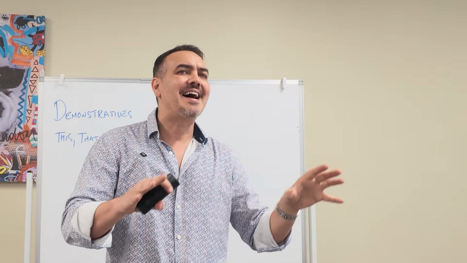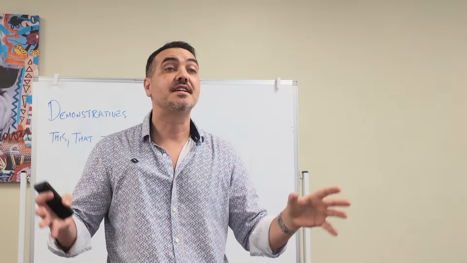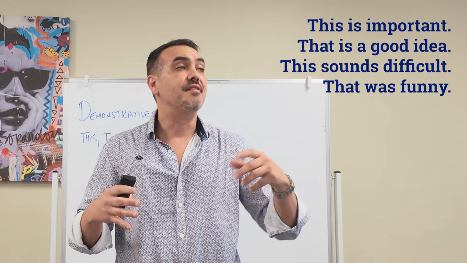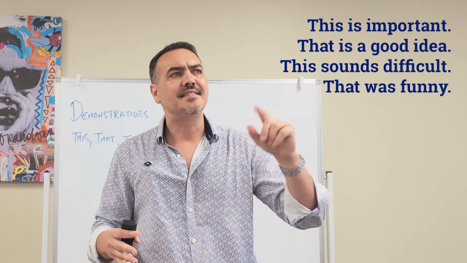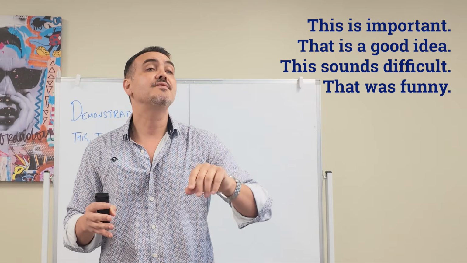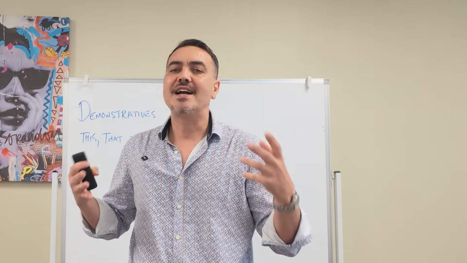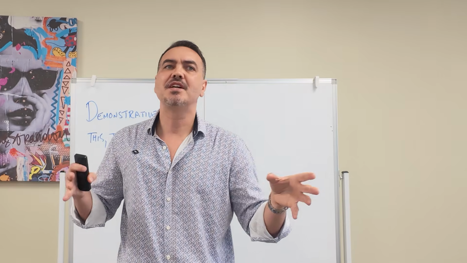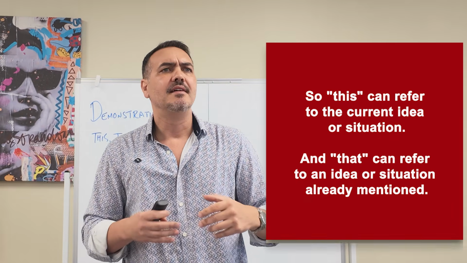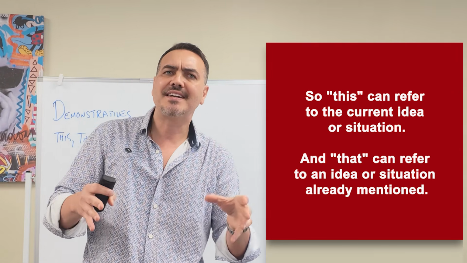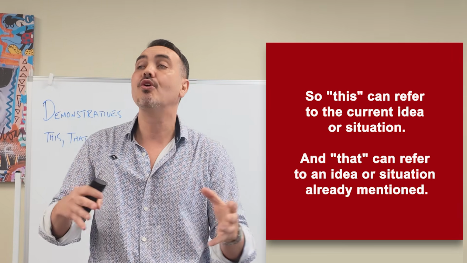Now, this and that are not only used for physical things. We can also use them for ideas, situations, or something someone just said. For example, you could say, this is important. That is a good idea. This sounds difficult. Or that was funny. If I'm explaining something right now, I might say, this is important, okay? If someone said something a moment ago, I might say, "That is interesting." So this can refer to the current idea or situation, and that can refer to an idea or a situation already mentioned.